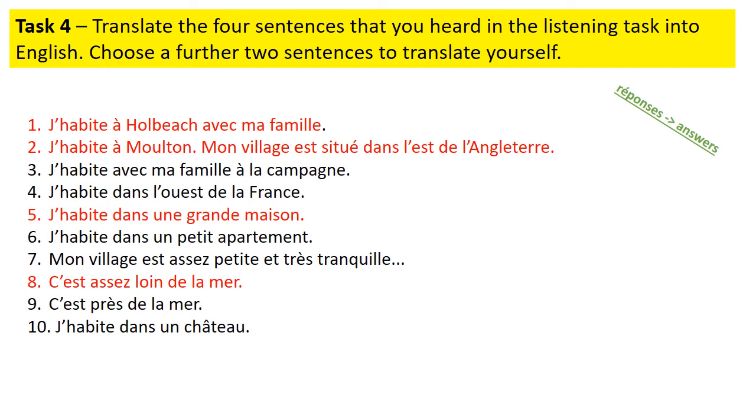Number 3, but obviously sentence number 5, you should have written down number 5. J'habite dans une grande maison. And then the last one that I read out, the fourth one that I read out, was sentence number 8. C'est assez loin de la mer. So it's quite far from the sea. Okay, so if you'd like to pause the video and take down your corrections in a different coloured pen, I'll rejoin you on the next slide.